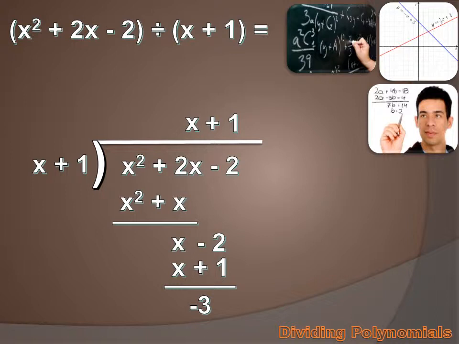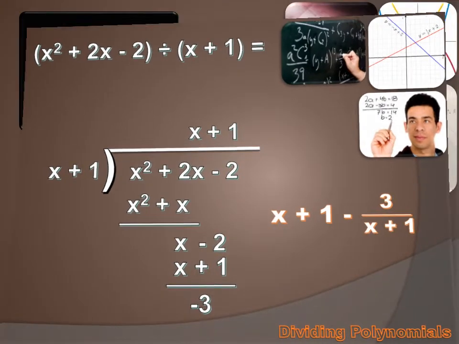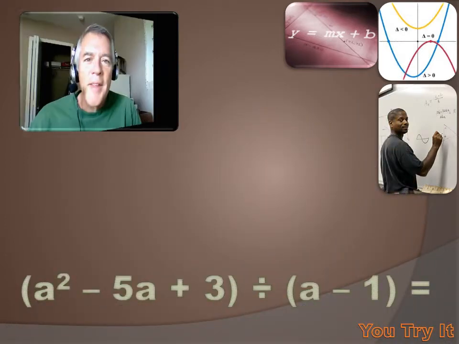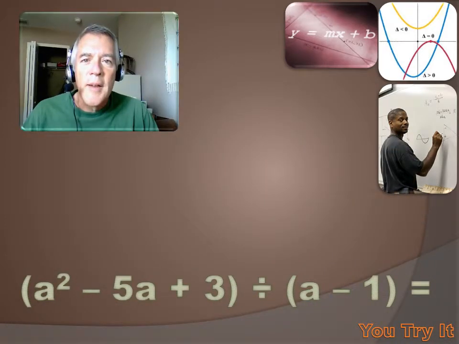So my answer is x plus 1 with a remainder of minus 3. And you remember that if you put your remainder over your divisor and make a fraction out of it, you've completed your task. So our answer is x plus 1 minus 3 over x plus 1. Now you try this one. Hit the pause button, do the problem, and then hit the forward key to move on to the answer.